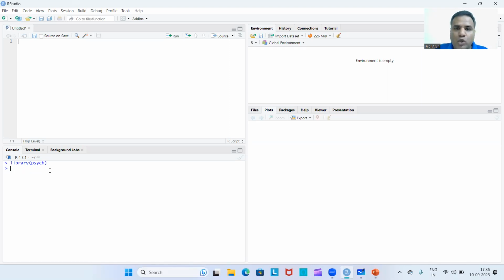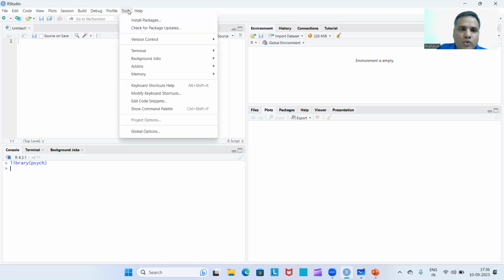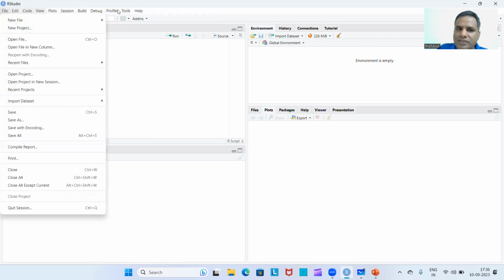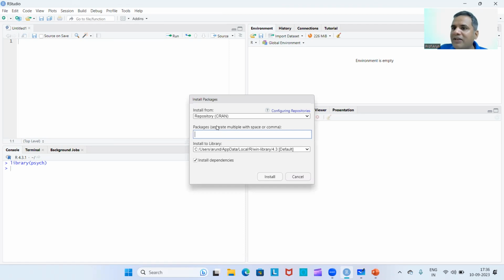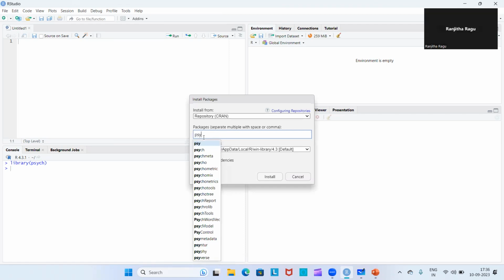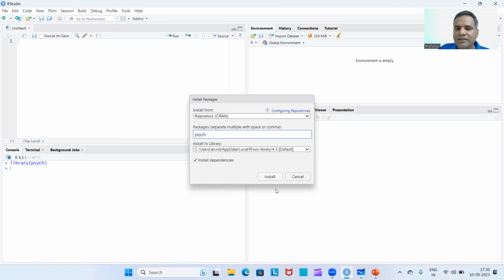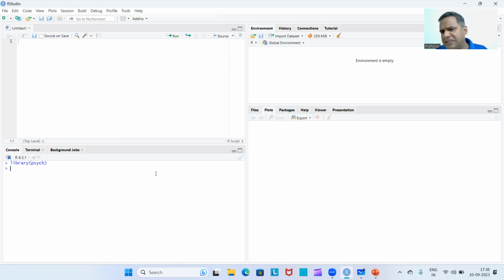So now there is a shortcut for installing packages. You can see there is a tools section in the tab. So simply in the tools section, you type install.packages. Automatically a window will pop up, and here you simply type psych. The moment you type psych, click on install dependencies. By default, it will be clicked, and just install it. So R is that easy.